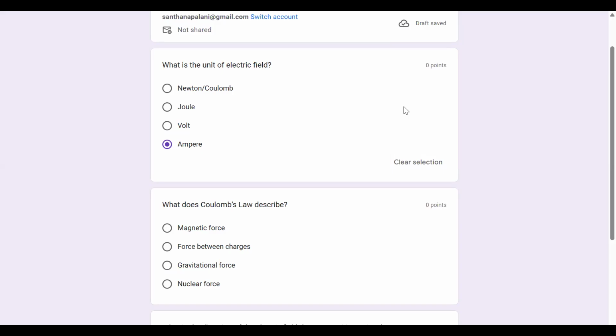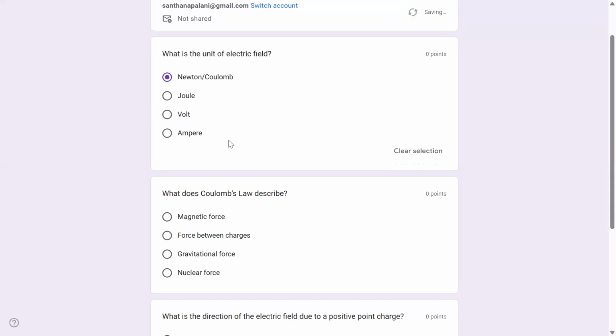Any other students? Just recall your previous classes. Electrostatic charges, point charges concept. Yes, another response. Very good. So we can choose Newton per coulomb.